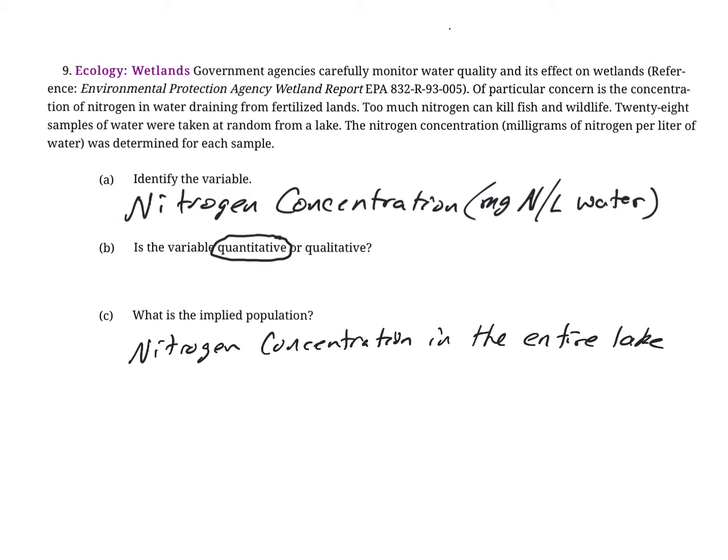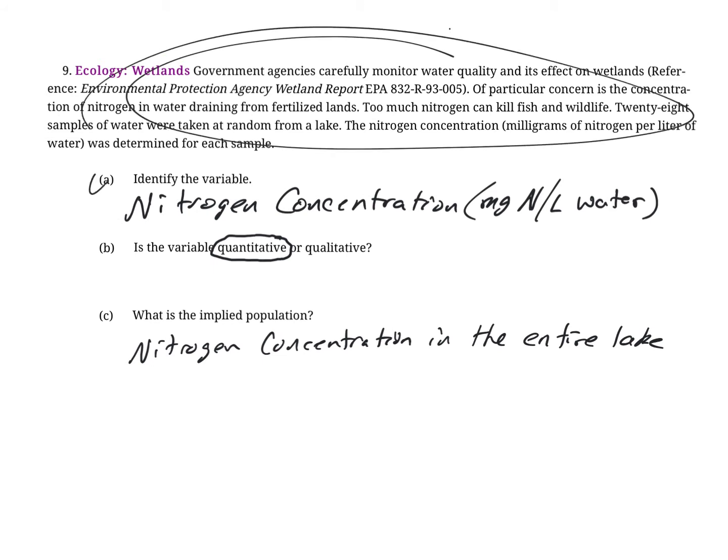So reiterating one more time. You will have a scenario just like this, and you will have these exact same 3 questions on your quiz tomorrow. You will have variable, what type of variable, and the population. And that is your whole quiz.